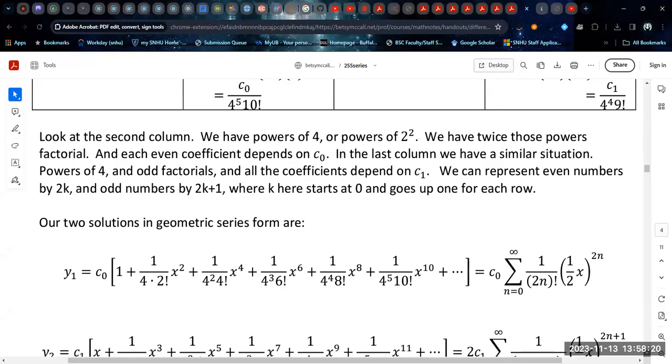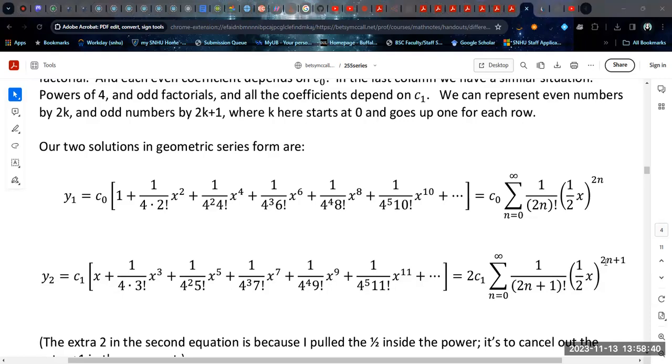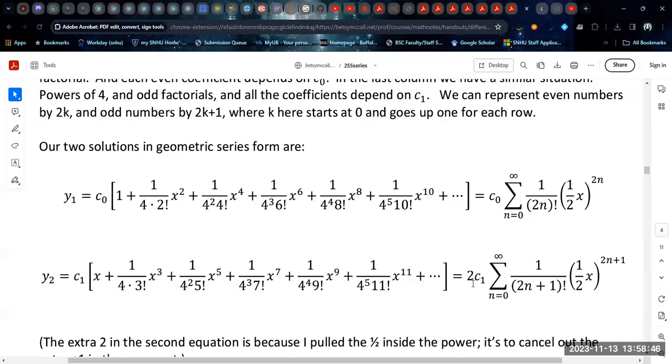That's C0. And then for the second sequence, again, I have my odd factorial, so that's my 2n plus 1 factorial. And then again, my 4s are really 2 to the 2n's. And I pulled the 2 out here in order to make this 1/2 x to the 2n plus 1, just to make the math work out a little bit more nicely.